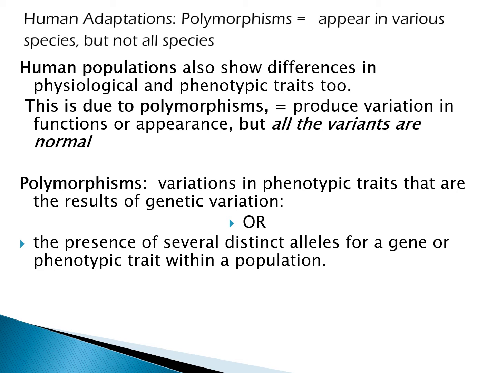So a polymorphism is when we see within one species variations in phenotypes that are the results of genetic variation, or even more easily for all of us as a group, the presence of having several distinct alleles for a single gene or phenotypic trait. In other words, like an allele for blue eyes versus green eyes, or an allele for being very tall versus not so tall, and so on and so forth.